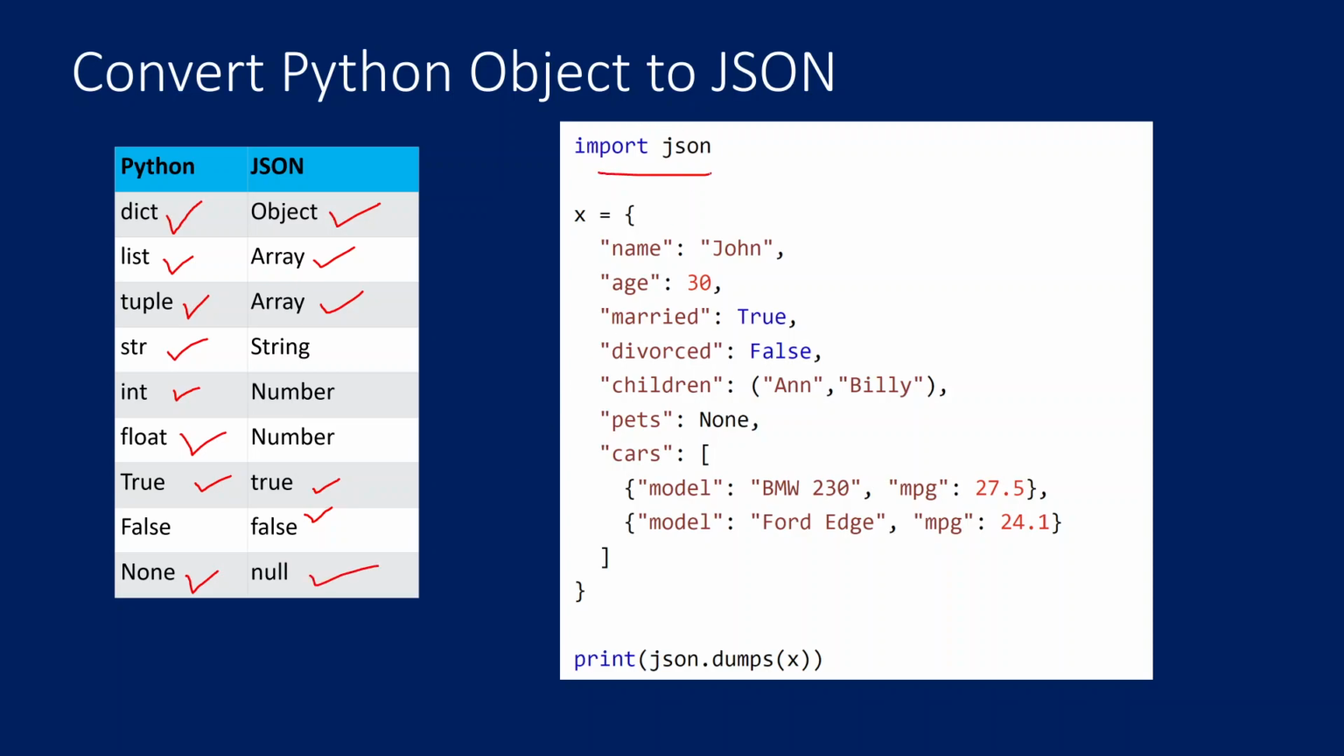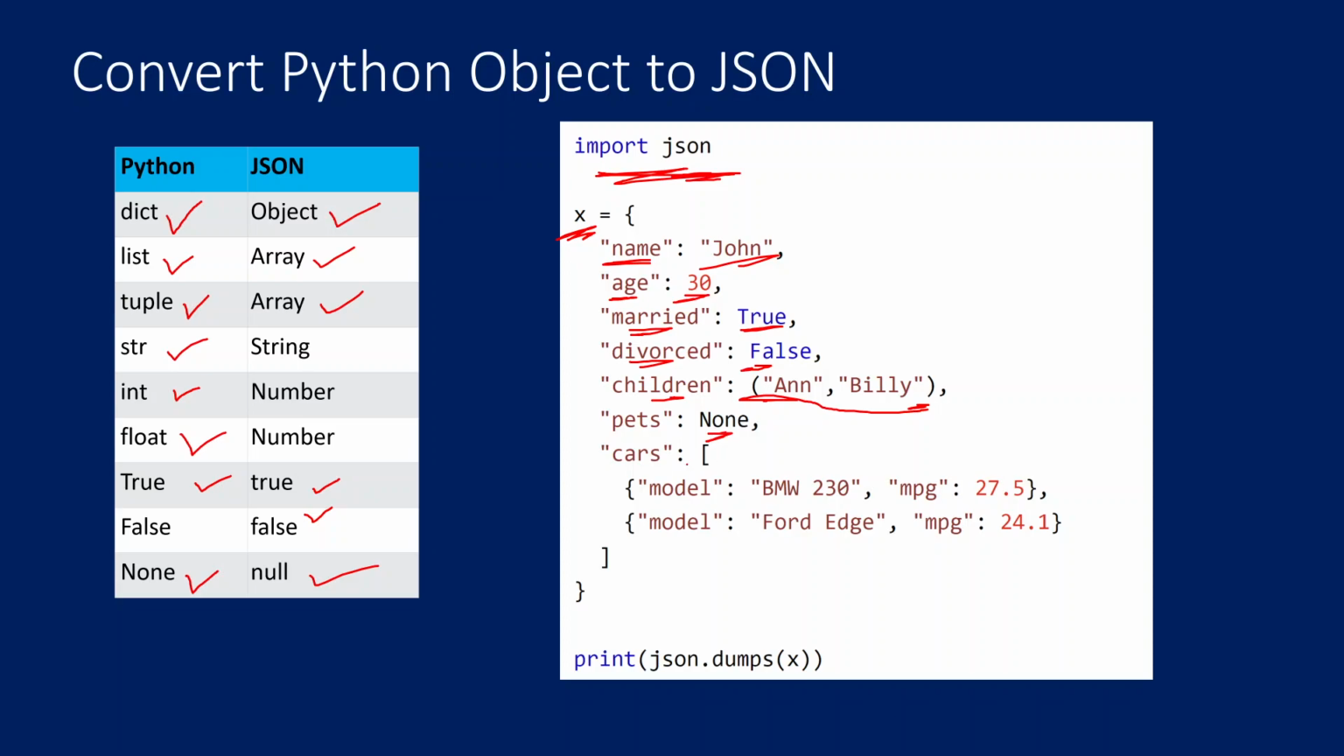If you see this example here, I am importing the JSON module, and there is a variable called x which contains a dictionary. Inside this dictionary, name is a key which contains a string as a value. Age is a key which contains a number or integer. Married contains boolean true. Divorced contains boolean false. Children is a tuple, so it contains a tuple here. If you have this kind of bracket, that is a tuple, and pets is None.